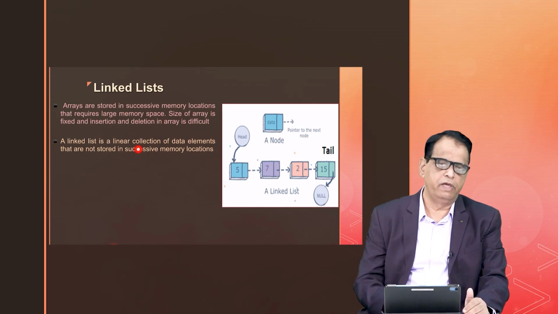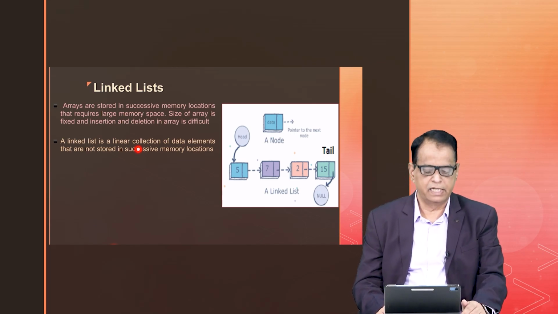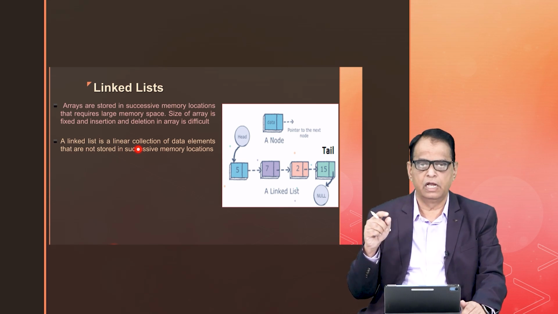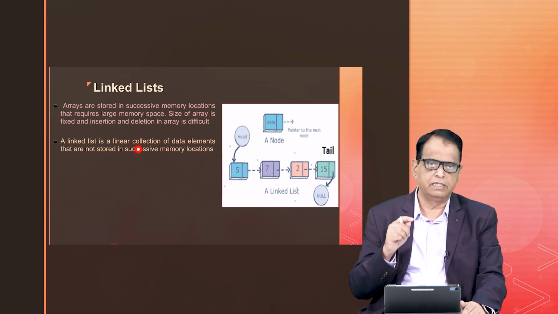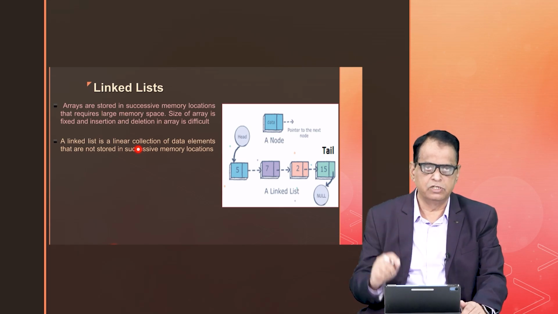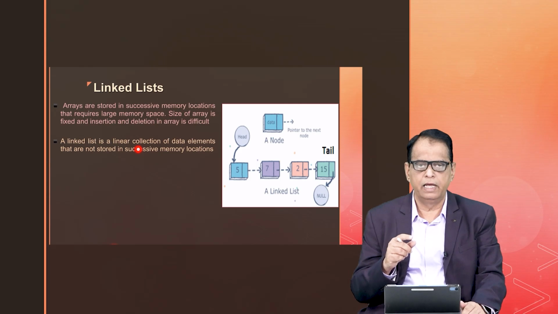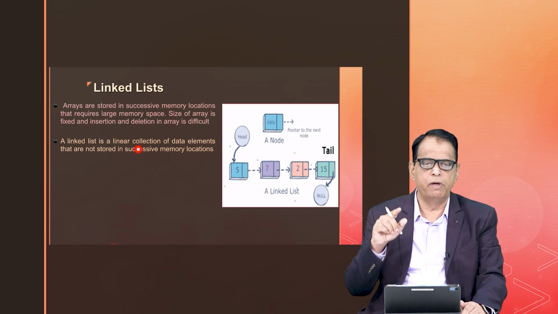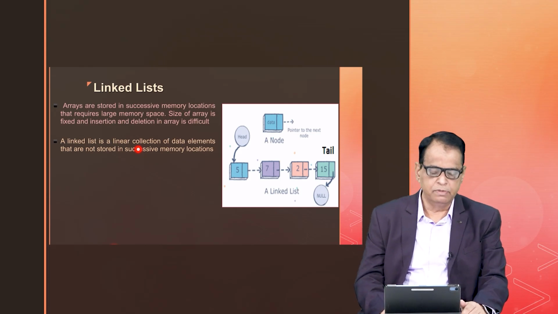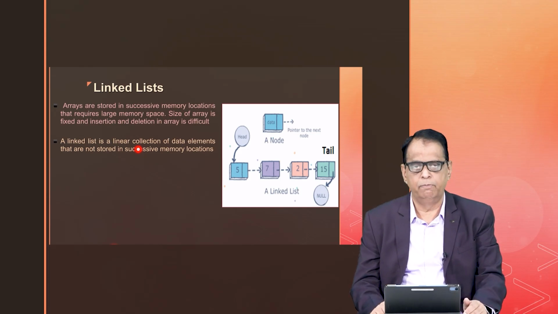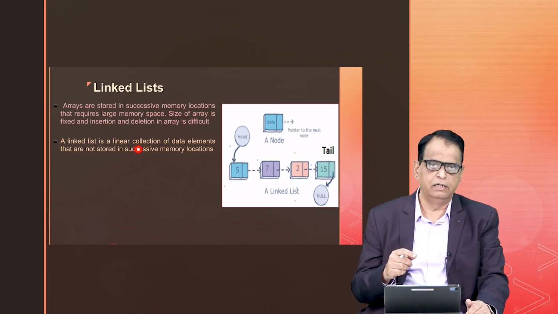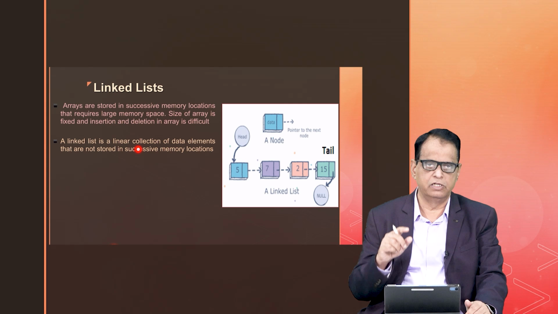Earlier to the linked list, we have already seen one data structure called an array. In an array, we know that we can have a sequential collection of elements. But arrays need successive memory locations. Whenever you want to create an array in memory, you need a set of successive memory locations. But sometimes the memory locations are not available, particularly when the size of the array is very large. In that case, it is difficult to find the successive memory locations.